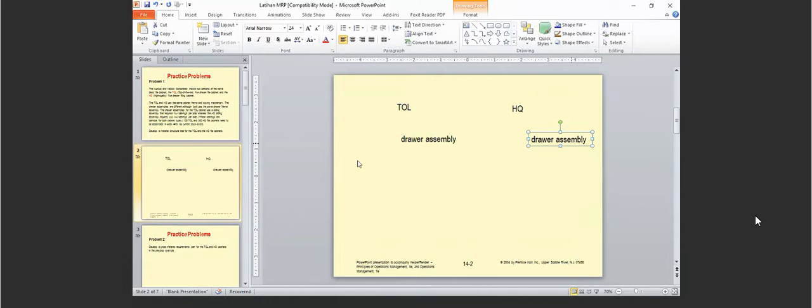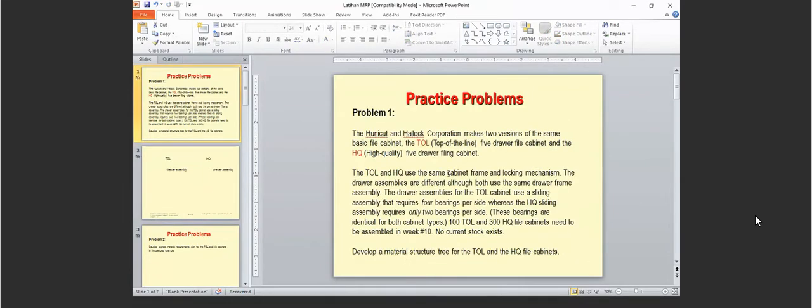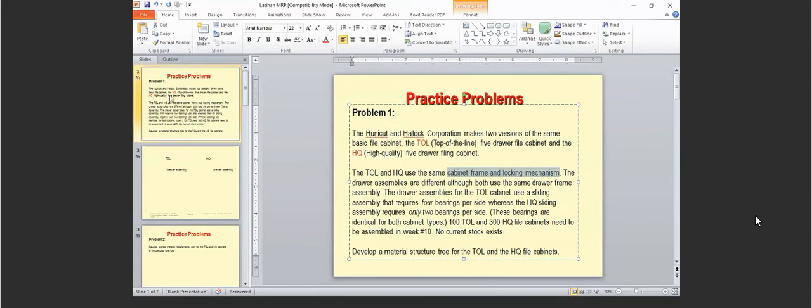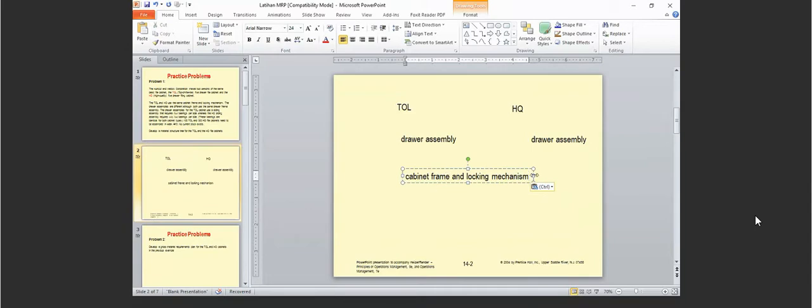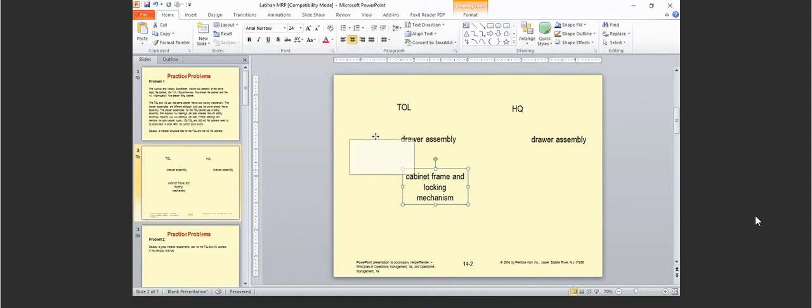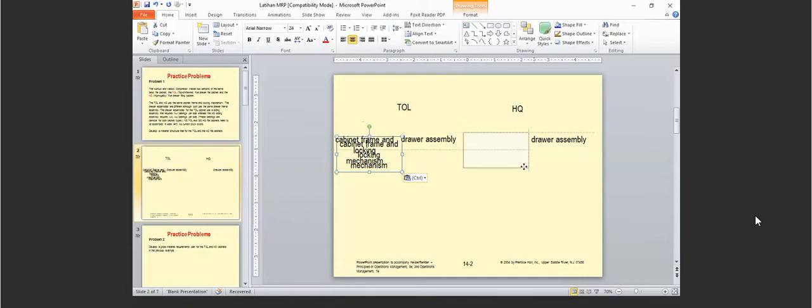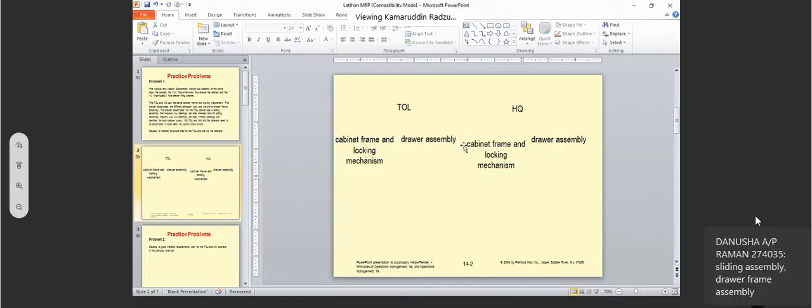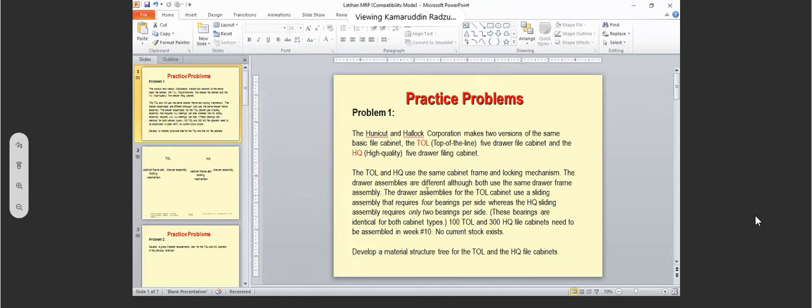We have drawer assembly, and also we have cabinet frame and locking mechanism, right? Cabinet frame and locking mechanism. Okay. If you notice that we have swing from the last progress of our product structure tree, please mention it to me. Ctrl-C, Ctrl-V. We need to have a fast swing. So under the drawer assembly, what do we have? And for the last, we have drawer frame assembly, right?